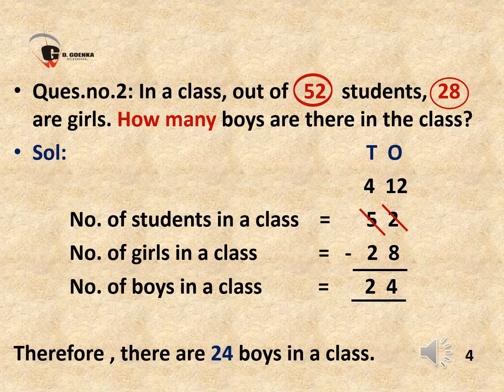Now we'll follow our last step, which is to write down the difference in a statement form. Therefore, there are 24 boys in a class.